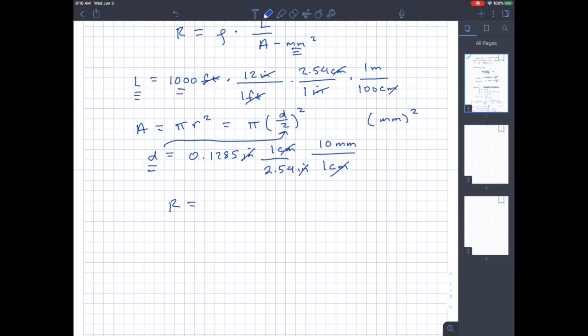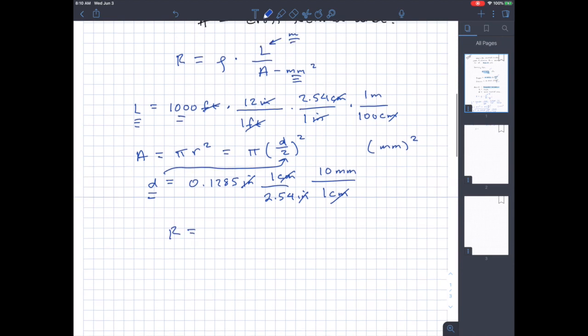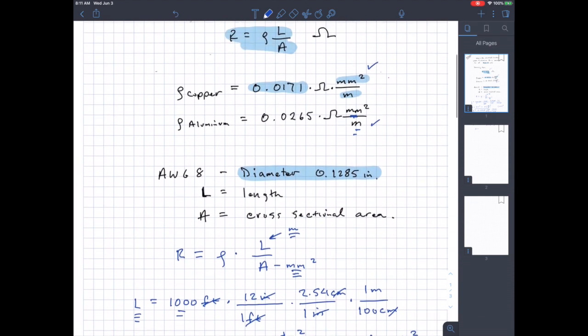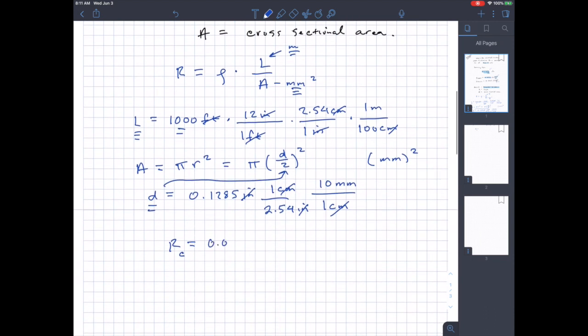And finally, I can plug everything in. I know what rho is. I know rho for copper. Let's go copper first. Rho is 0.0171 ohms millimeters squared over meters. I plug in for length. Okay, I get L, that's in meters, so I'll put that in parentheses so I can cancel the units. And I divide by A, which I know. A is in millimeters squared. And those units cancel, and I'm left with ohms, which is the units for resistance.